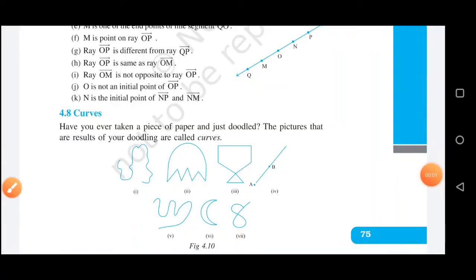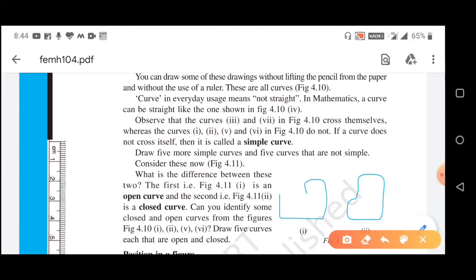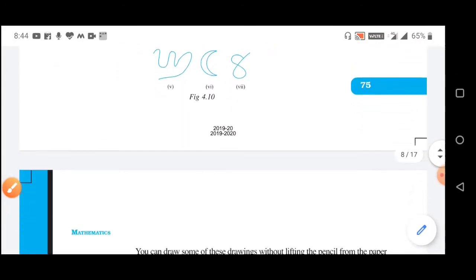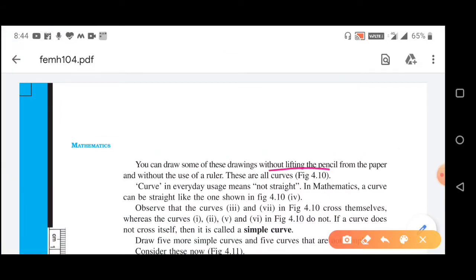Good morning everyone. Today we are starting curves. So what is a curve? A curve is any drawing, like the ones given here, that you can draw without lifting the pencil from the paper and without the use of a ruler. These all are curves. So if we can draw some kind of drawing without lifting the pencil from the paper and without using the ruler also, then these all are curves.